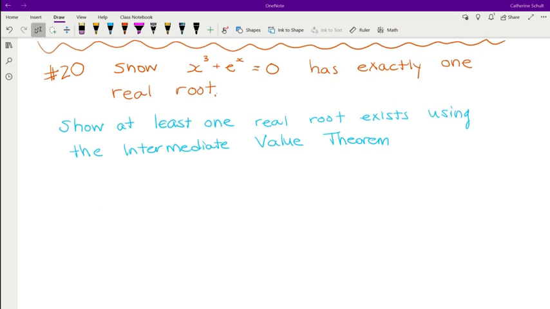All right, so in order to use the intermediate value theorem, the IVT, we would have to show that the function x cubed minus e to the x, so just getting that from the problem, is continuous. And it is continuous, right? Because it's a sum of continuous functions. So that's the first criteria. To use the intermediate value theorem, you have to show that your function's continuous.